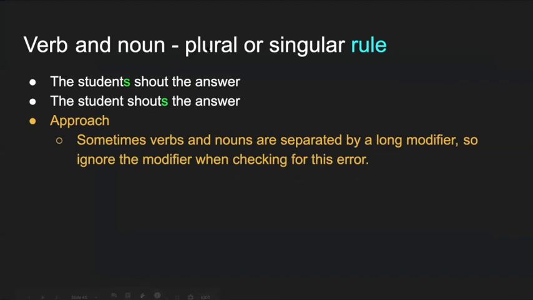The verb and noun should both be plural or both singular rule. So the students shout. This is correct. And the student shouts. This is also correct. Notice the S. When there are numerous students, the verb shout does not have an S. And when there's one student, the verb shouts has an S.